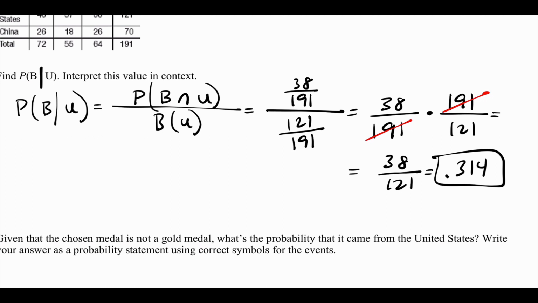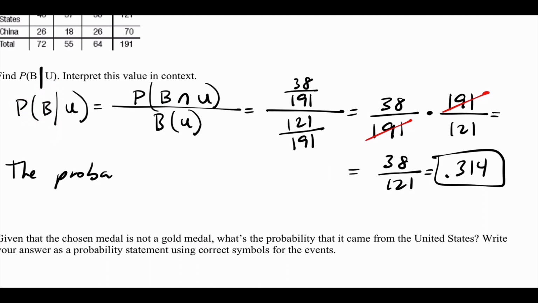What does that number mean? What do the B's and the U's mean? What is 0.314? It's a probability, but a probability of what? Given that it's a U.S. citizen, a person from the U.S. So we're going to write that in a sentence.